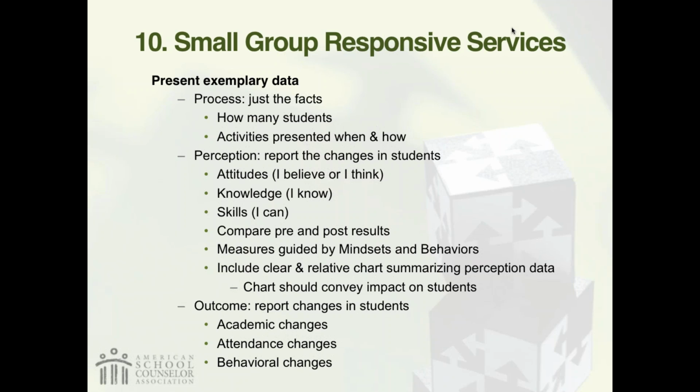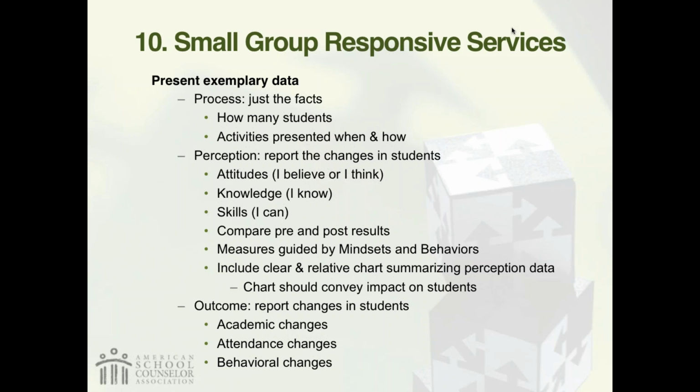Just the basic facts. Perception data is really about what the kids learned in terms of their attitudes, their knowledge, their skills. The small groups don't have to address all of those, but they're going to address some of that. So it might be skill based. You might be helping kids add tools to the toolbox to deal with their anger. And you might be adding some knowledge around why controlling your anger is important. So you can see attitudes is looking at beliefs or how they think, knowledge is I know something that I didn't know before, and skills is I can do something. I have a number of different tools I can use to manage my anger.